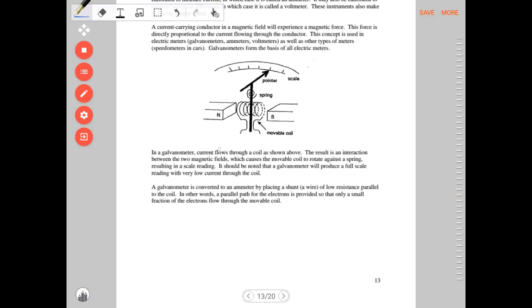In a galvanometer, current flows through the coil as shown above. So we've got current flowing through this coil. It flows that way or the other way, it really doesn't matter. That part's not important. That's why they don't show you the battery for the current. The result is an interaction between the two magnetic fields, which causes the movable coil to rotate against a spring, resulting in a scale reading. It should be noted that a galvanometer will produce a full-scale reading with a very low current through the coil.